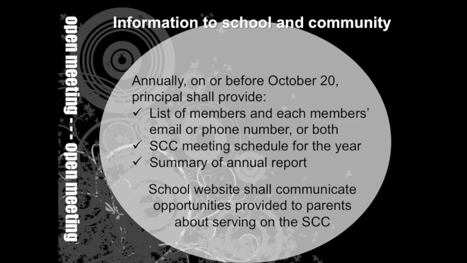Annually, on or before October 20th each year, the principal shall provide the following information on the school website, in the school office, and if needed through a method that the school community council decides is best for parents at the school who do not have internet access. A list of the members of the school community council and each member's direct email or phone number or both. The school community council meeting schedule. A summary of the annual report describing how the school used the School Land Trust program funds.